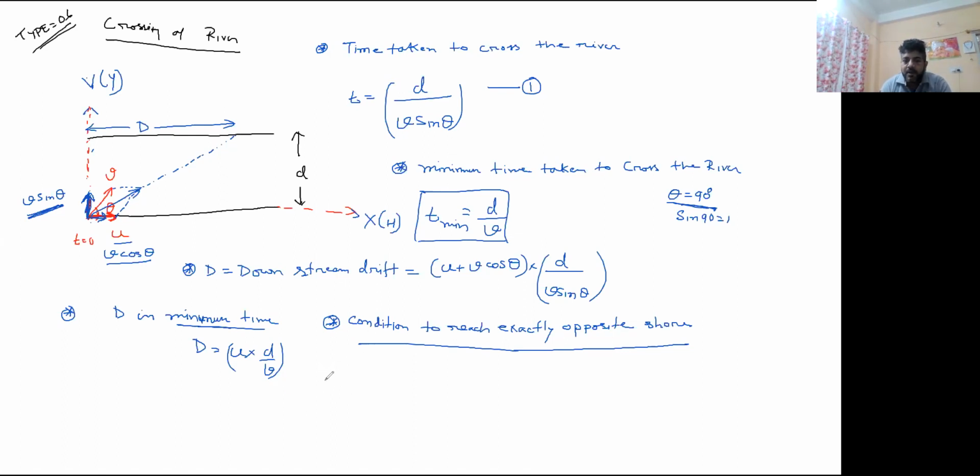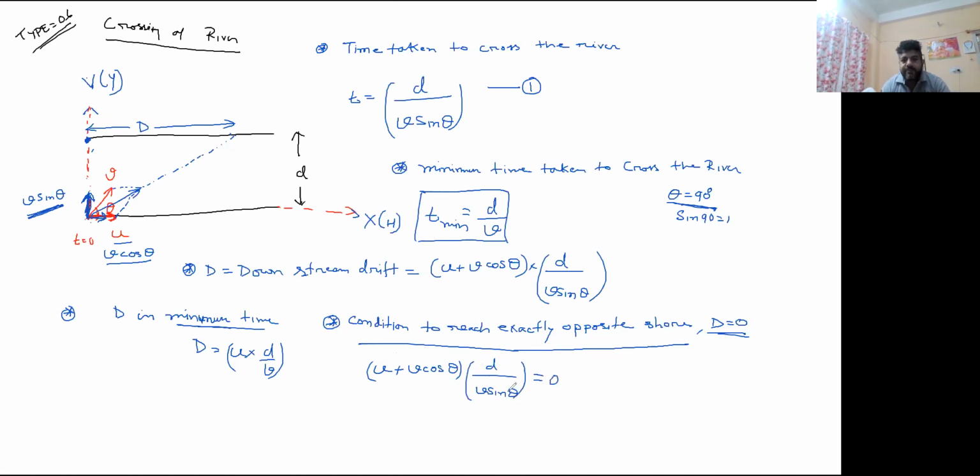Anyone please? See, you want to reach from here to here, exactly the opposite shore. That means it's very simple. The condition to reach the exactly opposite shore is possible when my drift D is 0. Yes or no? So if this D is 0, I can write U plus V cos theta into D by V sin theta equals 0.